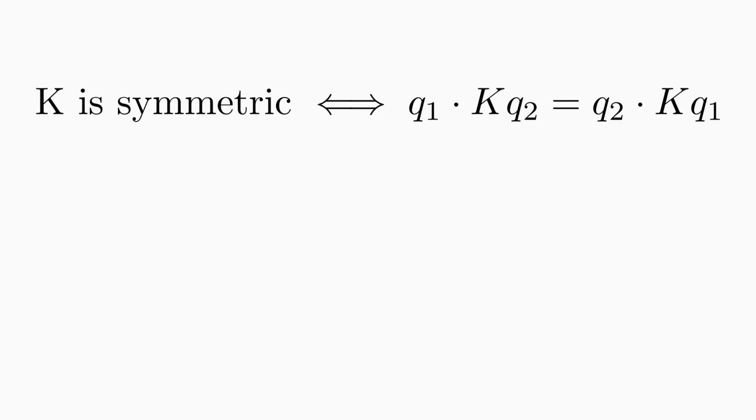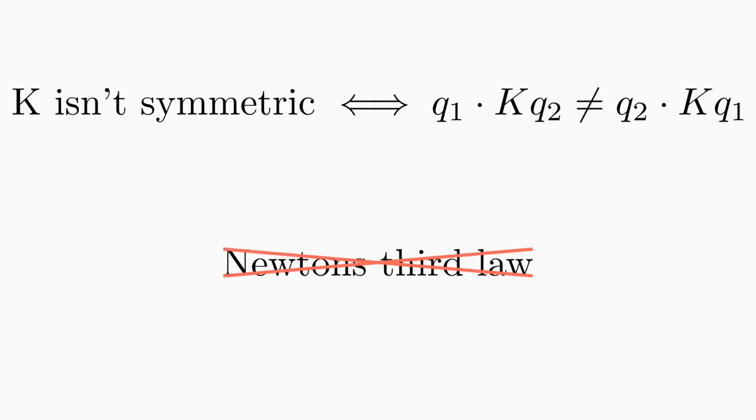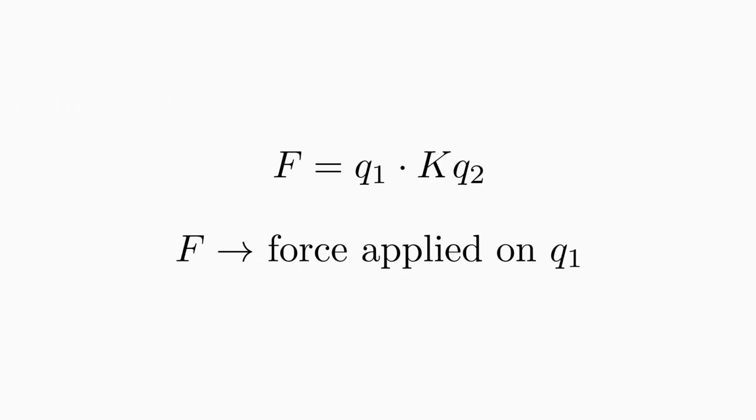This means that the output of K doesn't change if you swap the terms around. However, this doesn't have to be true. If K isn't symmetric, the force between two particles doesn't have to be symmetric. This goes against Newton's third law, but I don't think that there is any reason for this law to be true in BFDI. If the matrix isn't symmetric, the electrostatic force formula will give the force applied to the body with charge Q1.